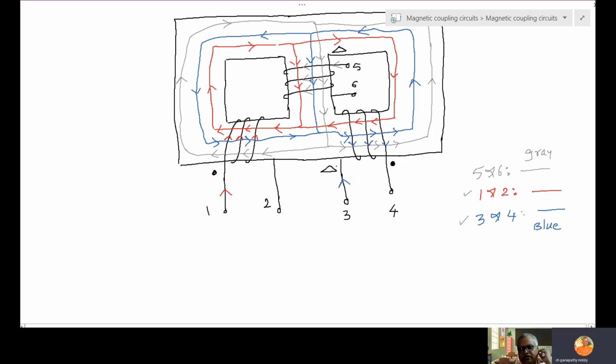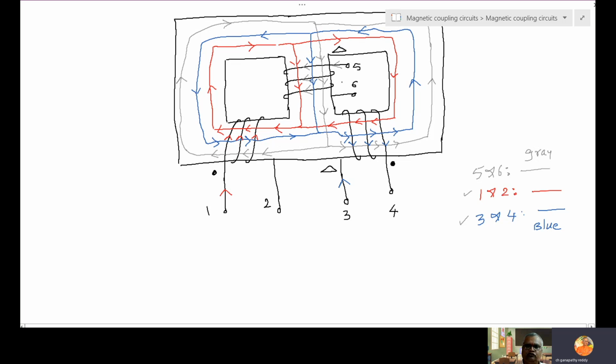Why is the triangle placed like this? Gray and blue are in the same direction in coils 5, 6 as well as 3, 4. We should observe the flux directions in 5, 6, 3, 4 only, and not elsewhere. When deciding the coupling between two coils, observe the flux directions in those two coils only. That is very, very important.